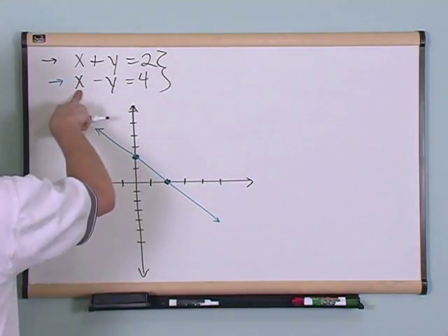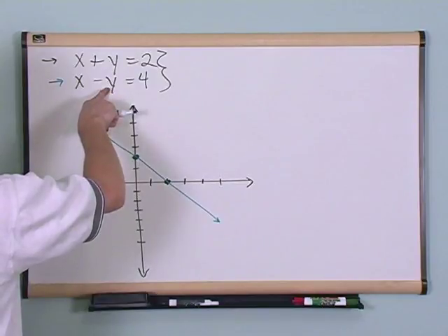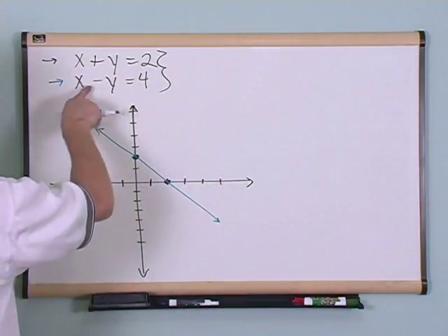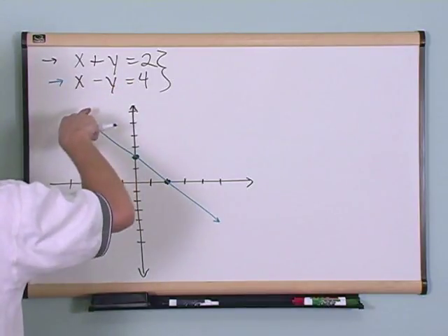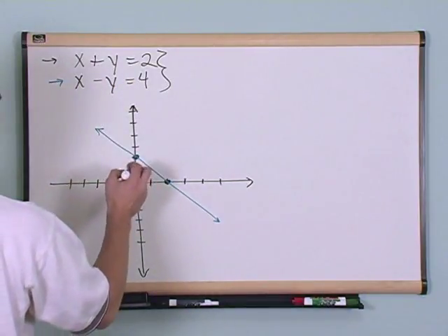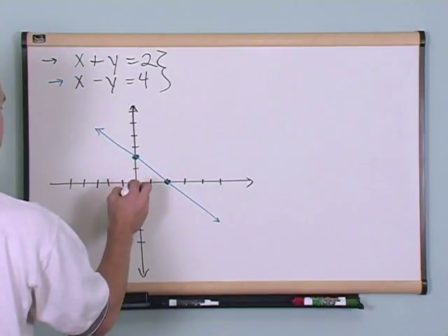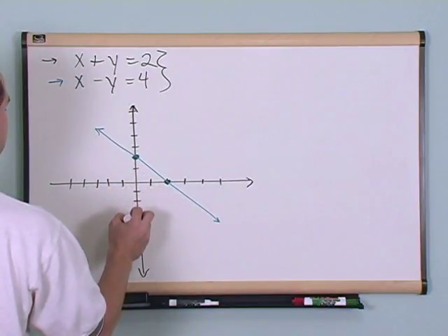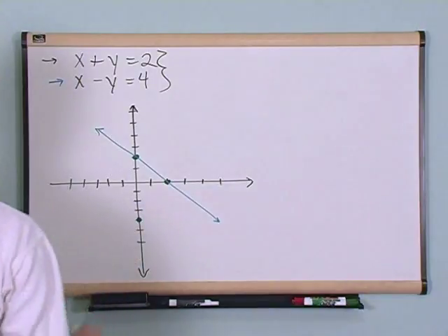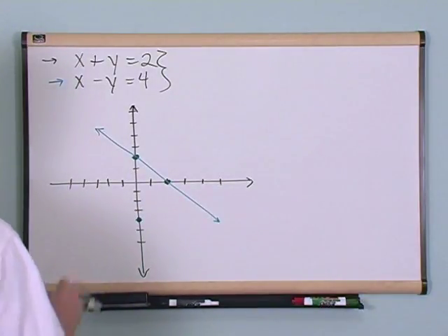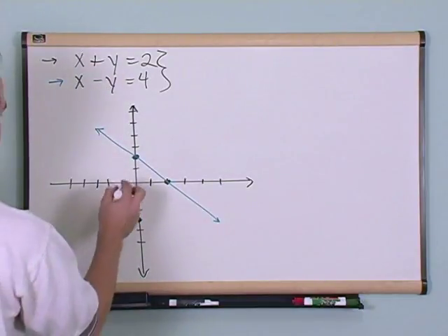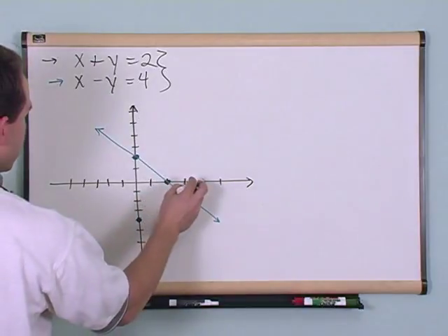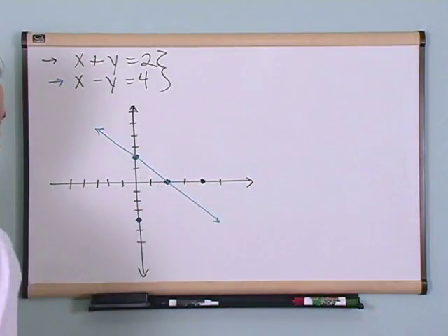Let's work with this one now. If x is equal to 0, y is going to be equal to negative 4. Because if I put a 0 here, I'm going to have negative y equals 4. I'm just going to divide both sides by negative 1. Y equals negative 4. 0, comma, negative 1, negative 2, negative 3, negative 4. Like that. Okay? Now if I put 0 for y, x is going to be equal to 4. So 0 for y, x is 1, 2, 3, 4. Which is like that. Okay?